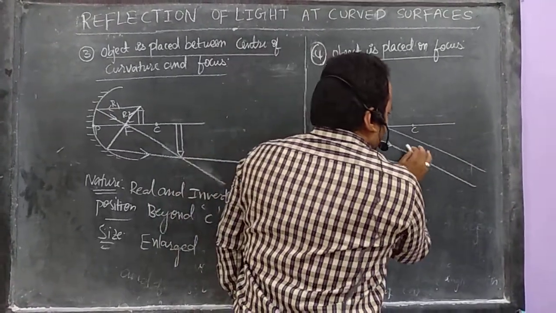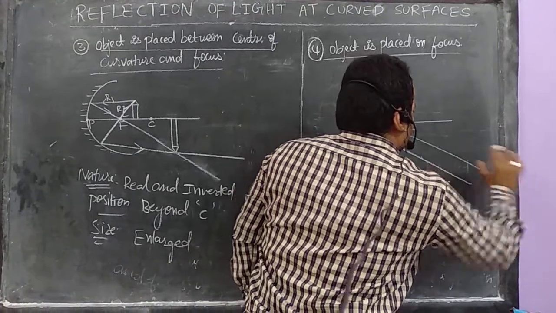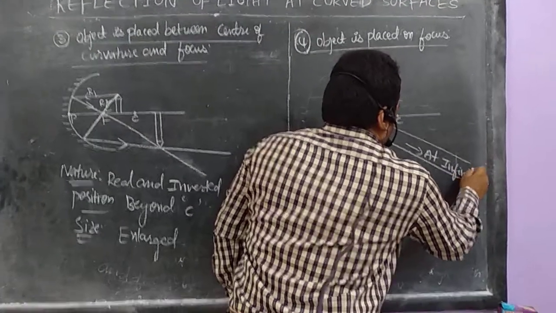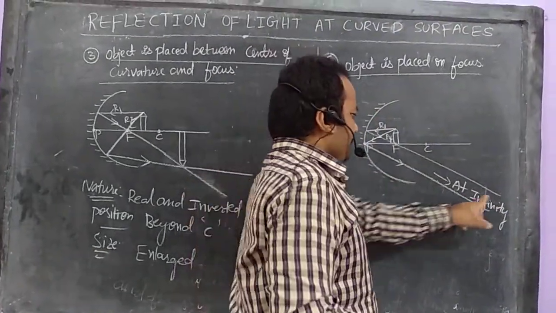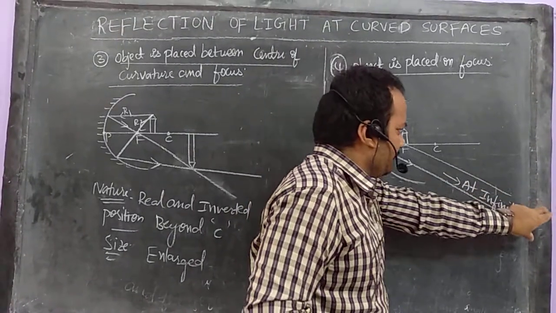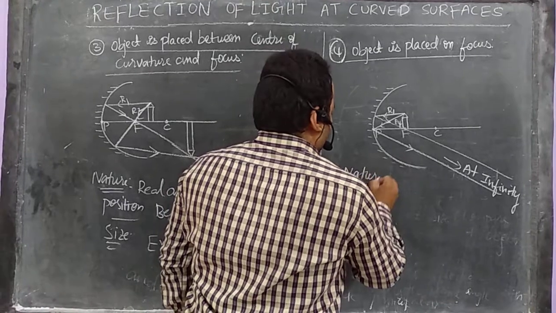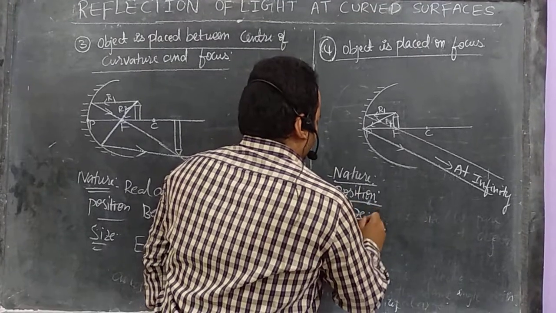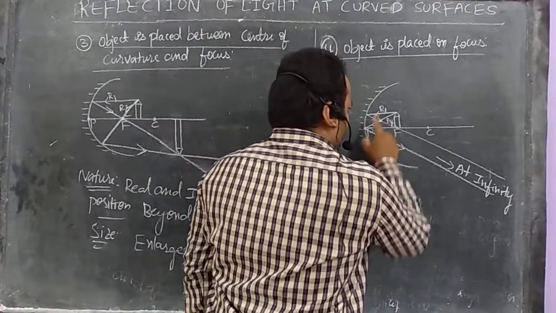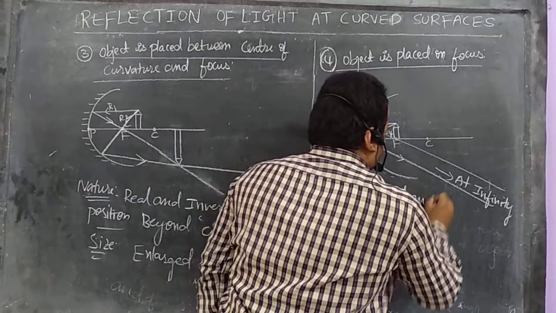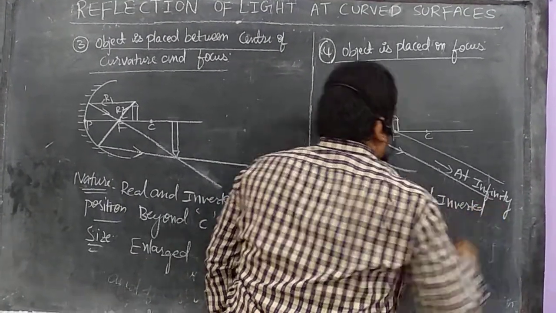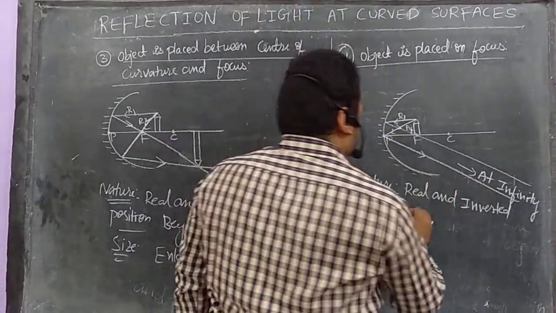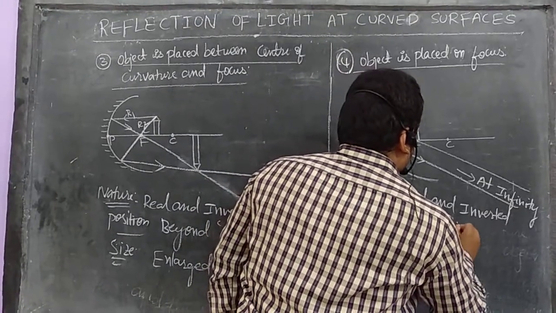But we know that they will travel some more distance. Maybe they will meet at infinity. If the two reflected rays meet at infinity, what will be the nature? What will be the position? And what will be the size? Now, the nature, as we see in the concave mirror, is real and inverted. They are traveling the maximum distance and definitely they will meet at infinity. What was the position? At infinity.